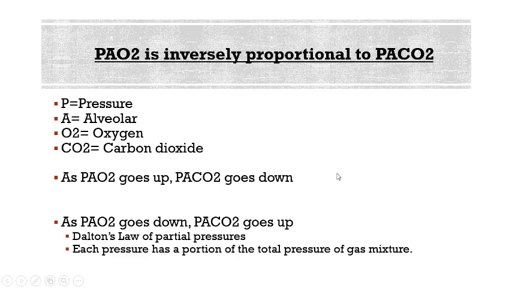You only have 760 as your total. So if this starts taking up a larger percentage of that 760, then this is going to have to take up a smaller percentage. If this starts taking up a larger percentage of that 760, then this is going to have to take up a smaller percentage of that 760.